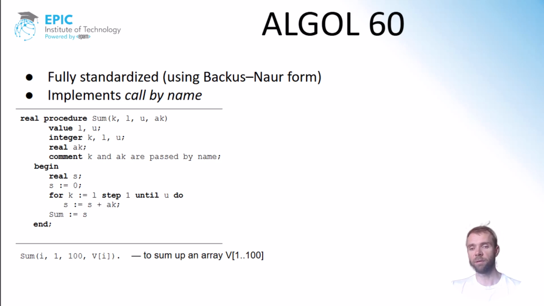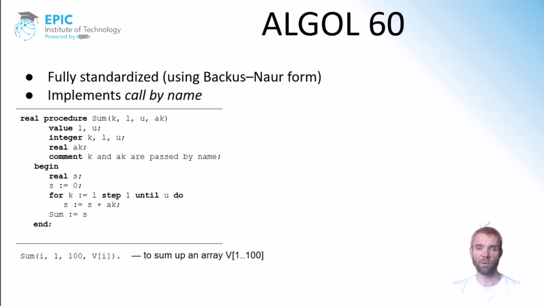One of them worth mentioning is that this language implemented call by name. This was actually criticized by many, but nowadays many functional languages do implement the call by name strategy. So what is call by name versus call by value? This is a way in which you pass parameters to procedures, to functions in your computer program.